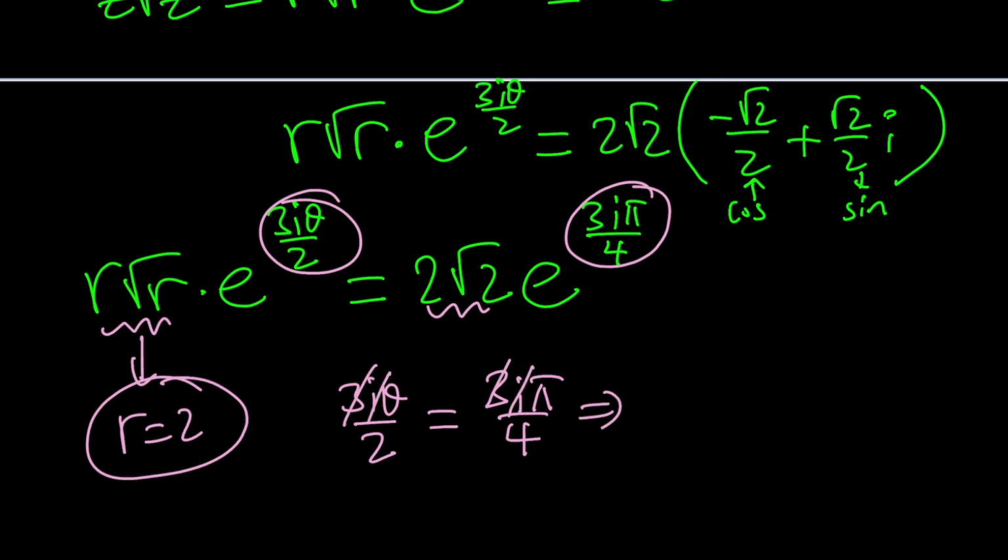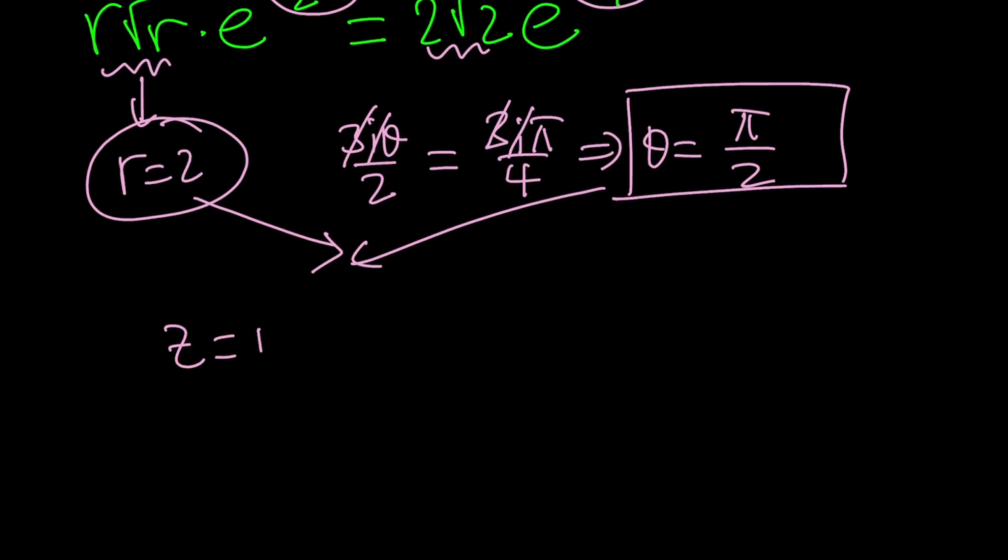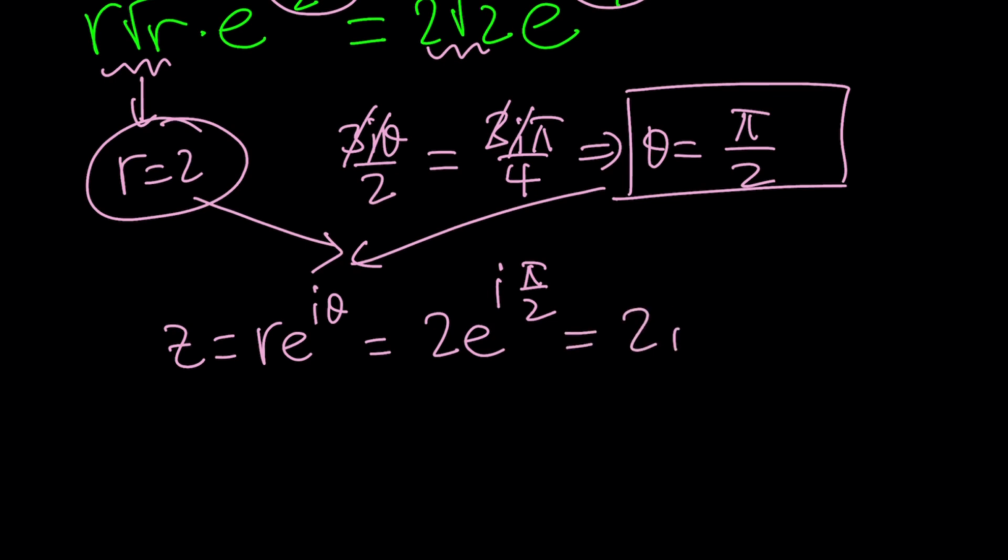Awesome. That's nice. Because we know r, we know theta. Why not put it together? z is equal to r e to the i theta, which is 2e to the i pi over 2. What is e to the power i pi over 2? It's just i, isn't it? So this becomes 2i. In other words, z equals 2i is a solution.